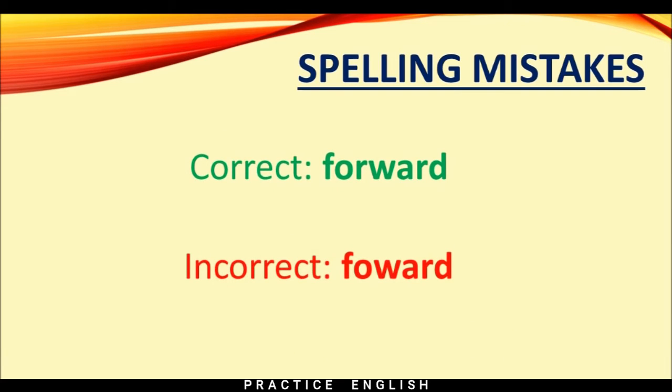Here's another one, the word forward. Now, some people pronounce it forward, and some people pronounce it more like foward. But when you're writing it, you need to include the R, F-O-R-W-A-R-D. Again, when speaking fast, we sometimes say it like foward, as if there wasn't that first R, but you need to write it with both R's.